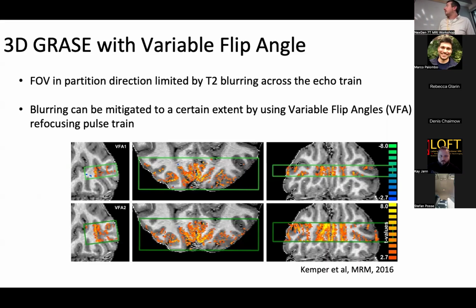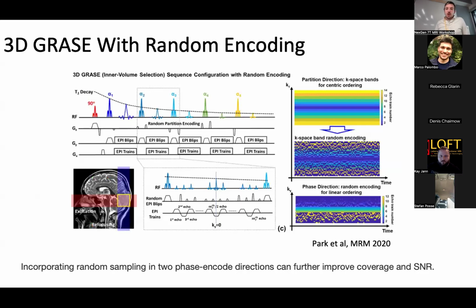One way to extend the field of view is to use variable flip angles for your refocusing train. So this is some work done by Valentin Kemper where he did this and was able to extend the field of view by about double in that axis and without inducing blurring. So another way is to incorporate random sampling into the two phase encode directions. You can further improve your coverage and SNR, again, with reduced blurring. So by adding this kind of random encoding into your sequence, you might be able to extend the field of view of 3D GRASE further without the blurring that we know is a problem.